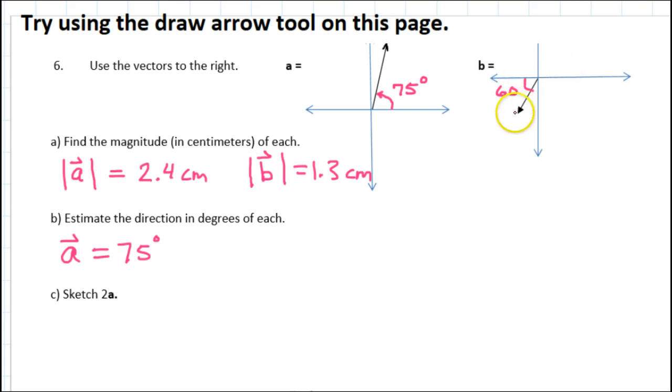But for the direction of vector B, you have to measure all the way from the positive x-axis, or due east. So that's of course 180. If I take 180 plus 60, that's a total of 240. So vector B has a direction of 240 degrees.